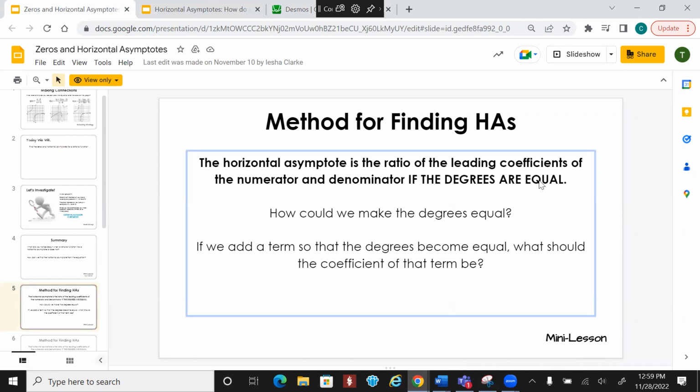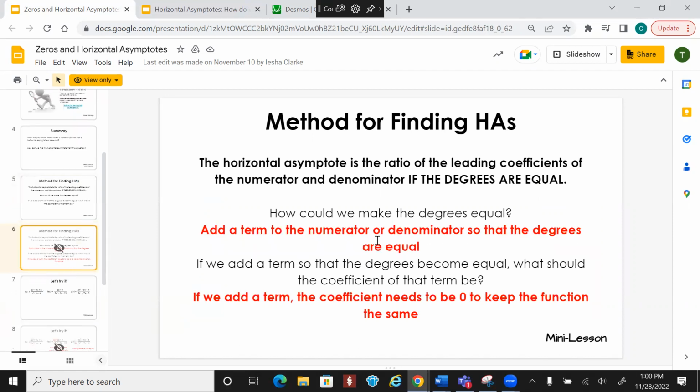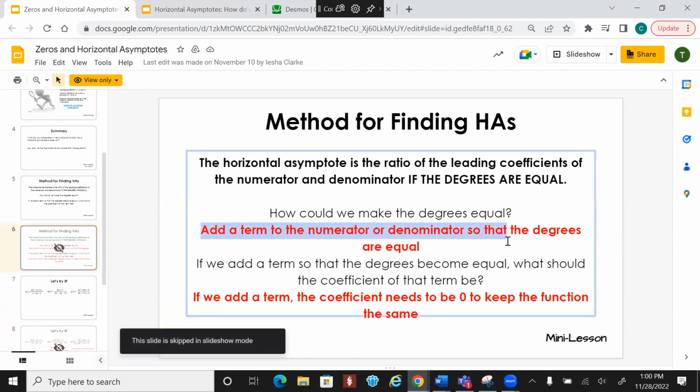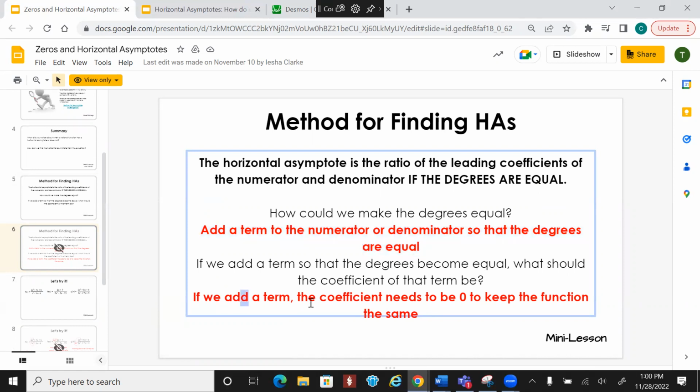The way that you find the horizontal asymptote is it's the ratio of the leading coefficients if the degrees are equal. So if the exponents are equal, then you're just going to take the numerator and the denominator leading coefficients, and that's going to be it. If they are not equal, we're going to add a term to the numerator and denominator so that the degrees are equal. If we add a term, it has to be 0 in order to keep the same function. And we're actually going to see this in just a second.